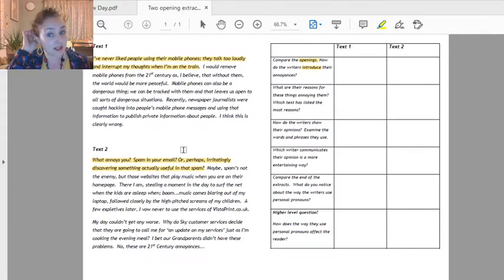Okay, what are their reasons for these things annoying them? Which text has listed the most reasons? So text one, the reasons they don't like mobile phones, people talk too loudly on them, they can be dangerous.